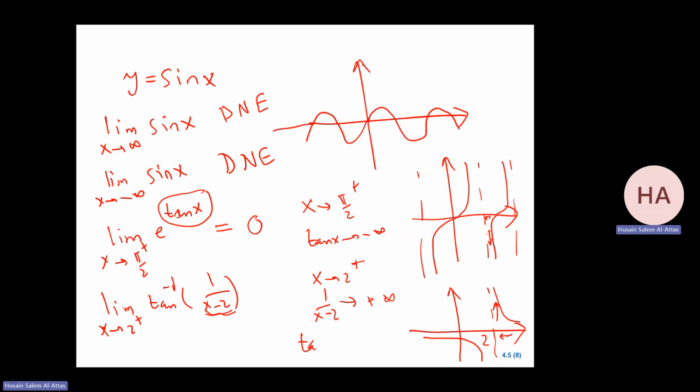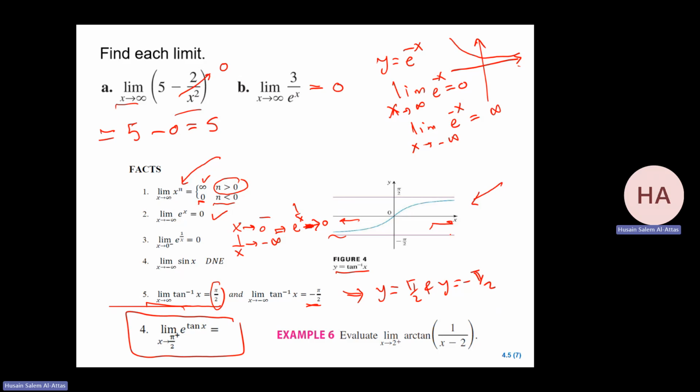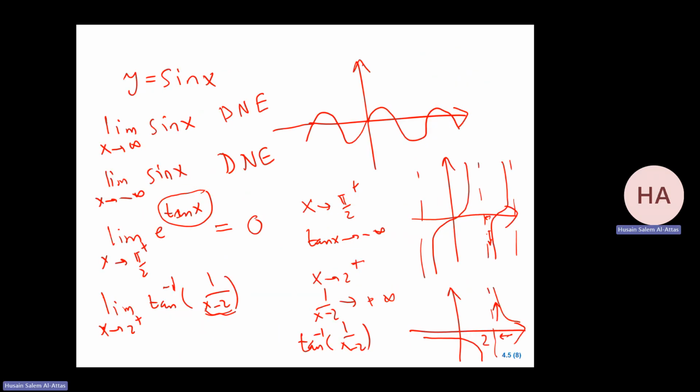So tan inverse of plus infinity, if you remember the function of tan inverse, as the argument of tan inverse goes to plus infinity, tan inverse goes to what? To pi over 2. So this is the answer, pi over 2.